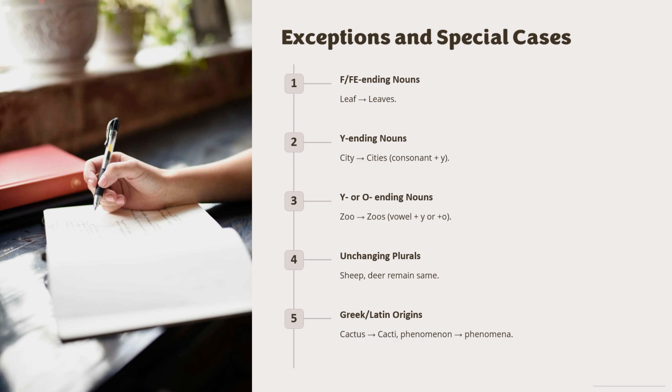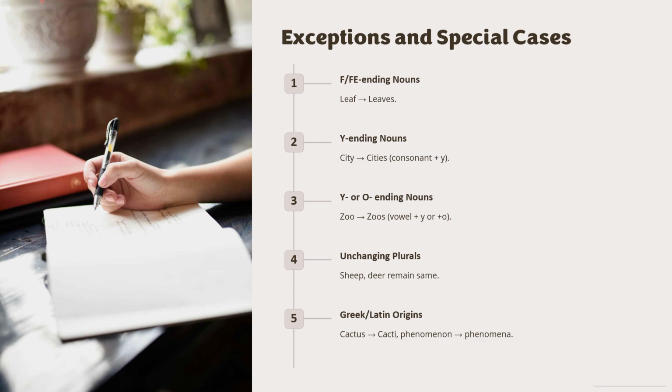Okay, so next let's discuss some exceptions and special cases. For example, if the noun ends in the letter F or FE, you remove the F or FE and add VES. For example, leaf becomes leaves; we remove the F and add VES. Another example is wolf. We remove the F in wolf and add VES.